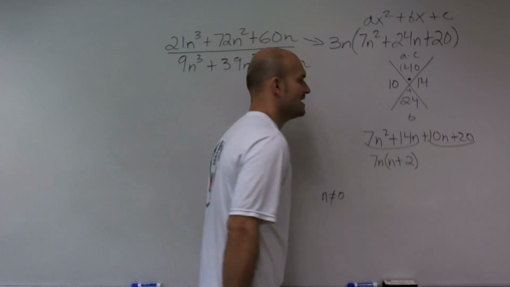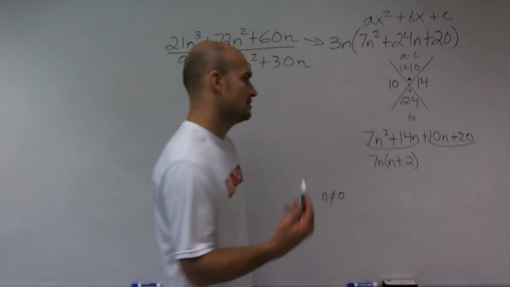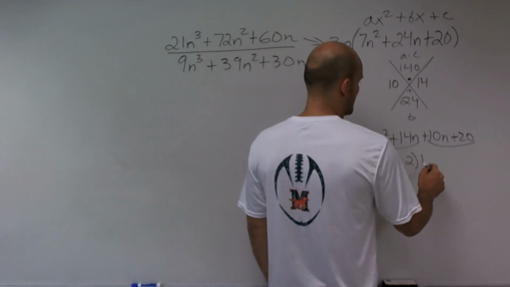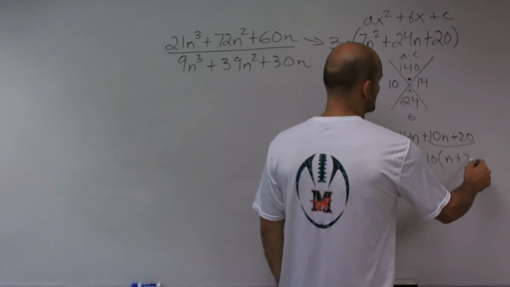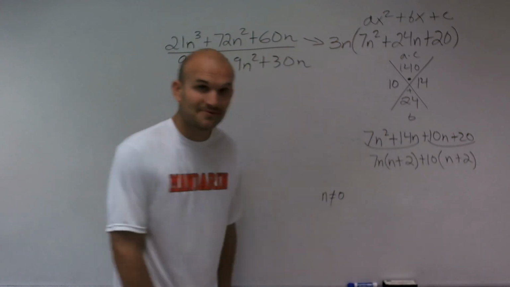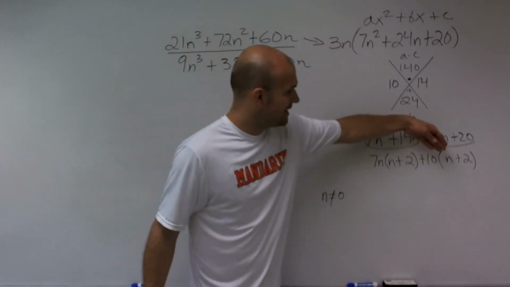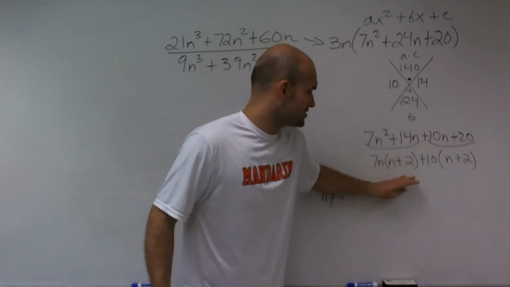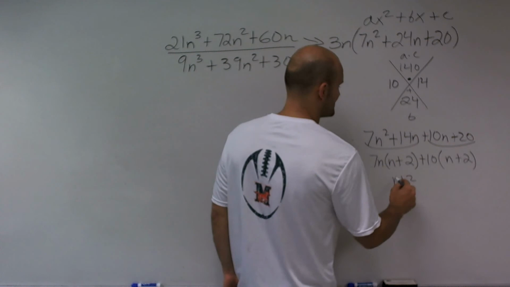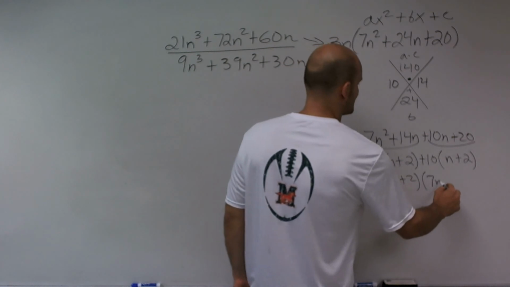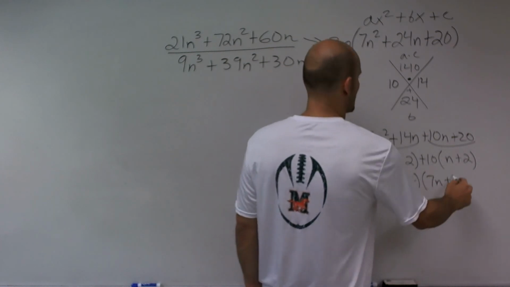And then 10n plus 20, what do those have in common? Well, those have a positive 10 in common. So when I factor out a positive 10, I'm left with n plus 2. Then we go to factor this one more time, and I can see that both of these terms have an n plus 2 in common. So I can factor out an n plus 2 times 7n plus 10, which is remaining.